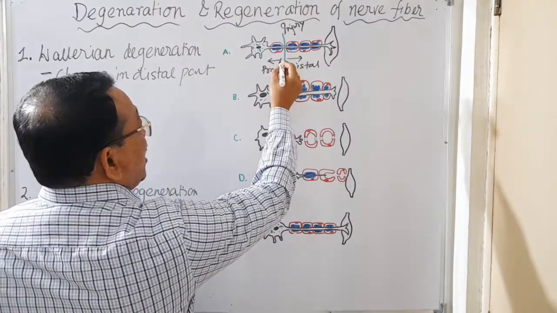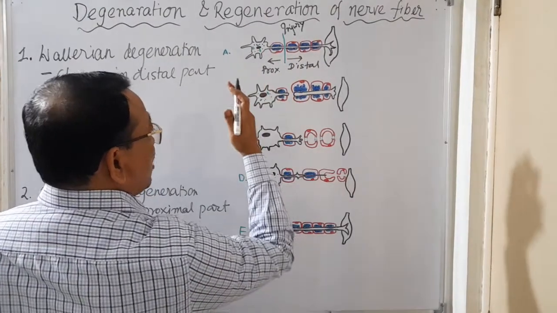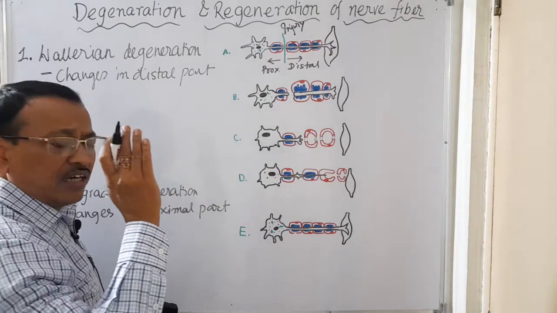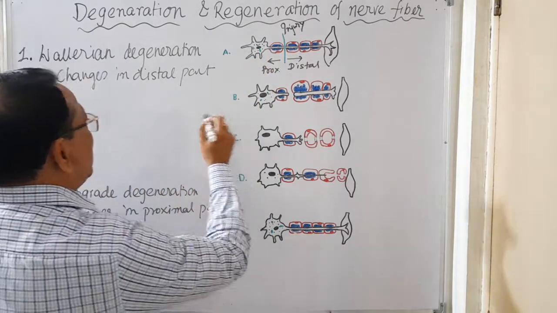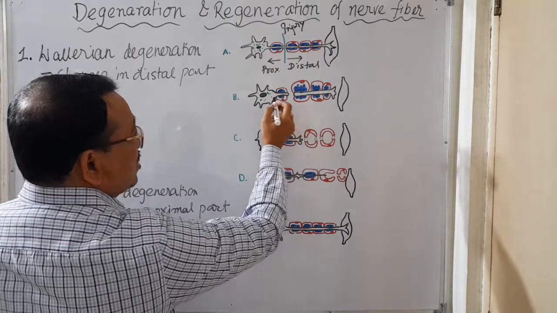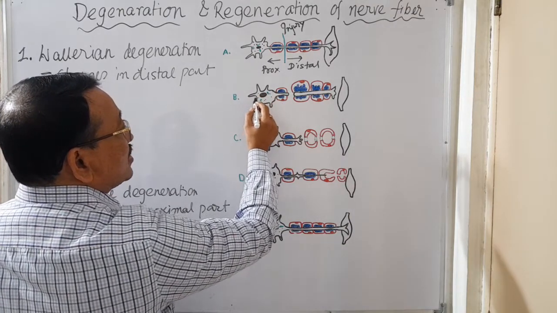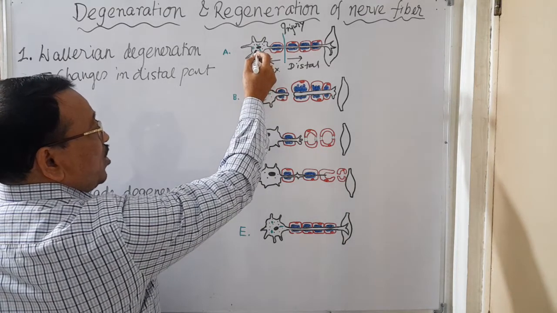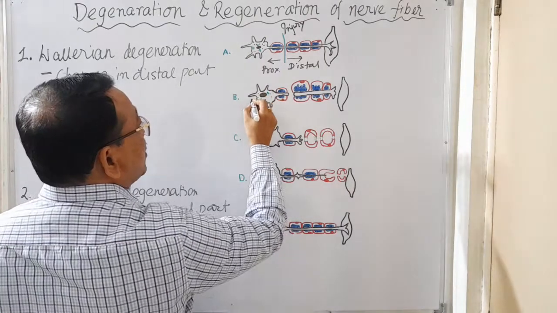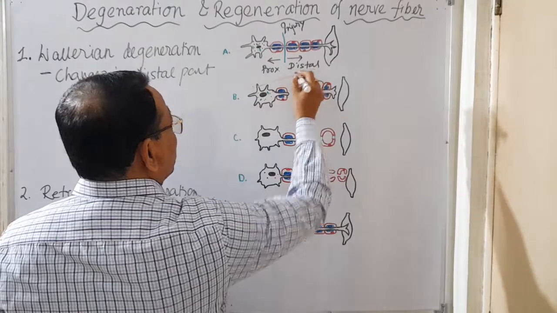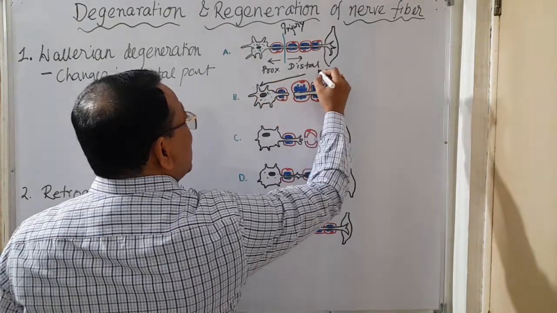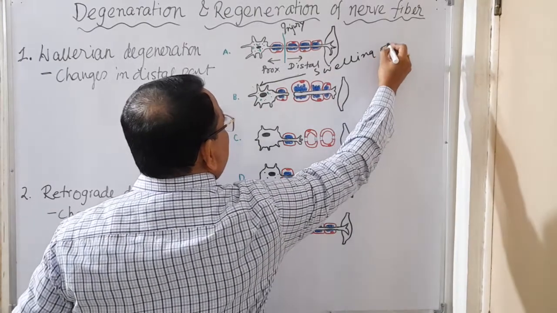So here you see, as the injury is given at this point, this is the normal fiber which got injured by any damaging stimulus or by any external or internal agent. Now what happens? First, as the nerve is damaged at this part, there will be swelling of the cell body or soma. Here you see, in comparison to this cell body, this soma gets swollen. So there is a swelling of the soma.